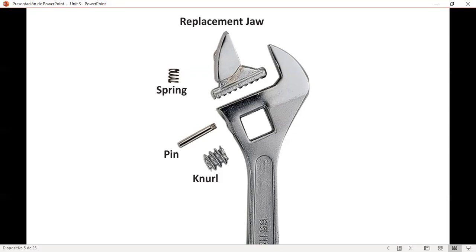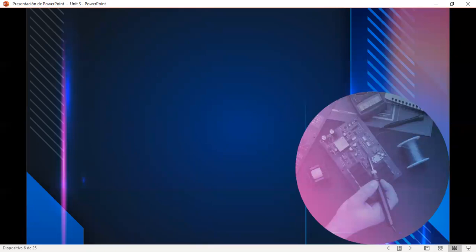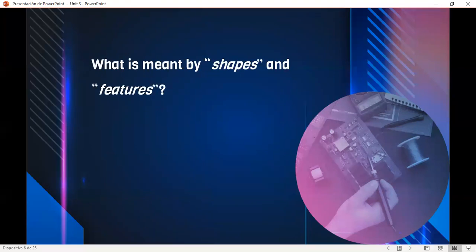And this leads us to another two questions, because this unit has a lot of questions. What is meant by shapes and features now? What do you understand by shapes and features, Josue?